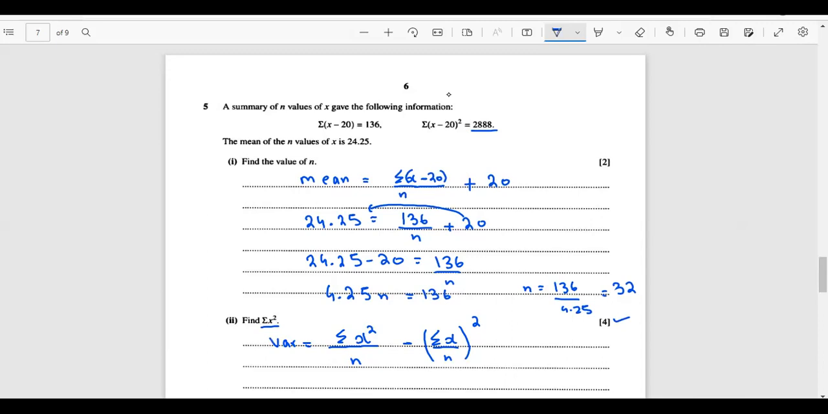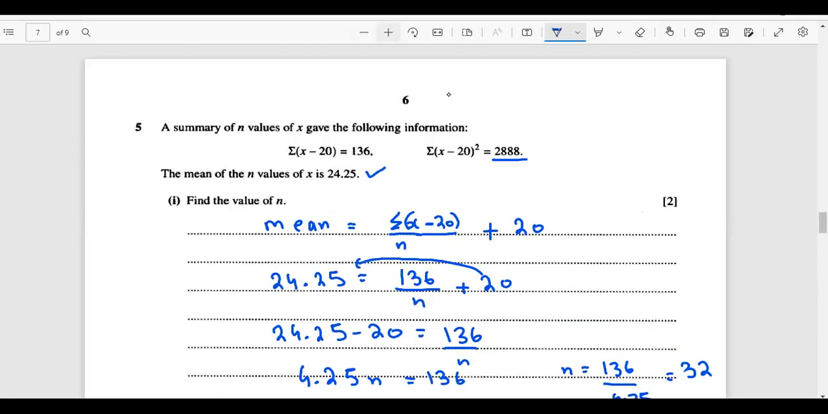This is the formula. So if somehow I get to know the variance, I would be able to find this as well, because this is nothing but the mean. I have the mean, it's 24.25, that is given. All I need is the variance. Once I have the variance, I have n as well. I just calculated that in the previous part. I would be using all that to find summation x squared. Are you okay with the strategy for this question?